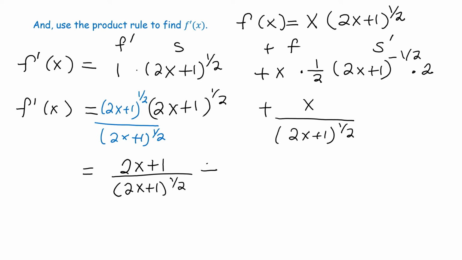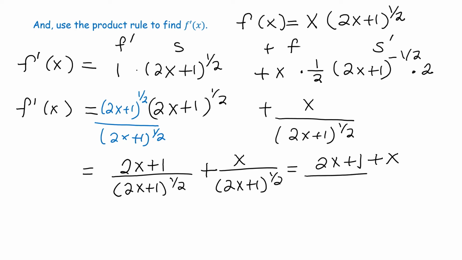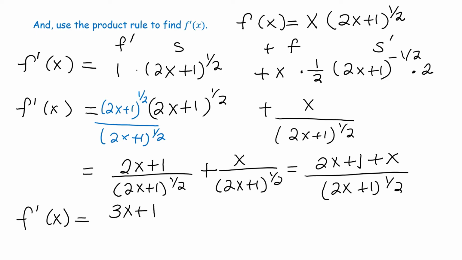And now we can add that to the second term, which is x divided by 2x plus 1 to the 1/2. Your numerator is 2x plus 1 plus x, divided by the common denominator of 2x plus 1 to the 1/2. And finally, that derivative f prime of x will be, adding the 2x and the x together, 3x plus 1 divided by 2x plus 1 to the power of 1/2.